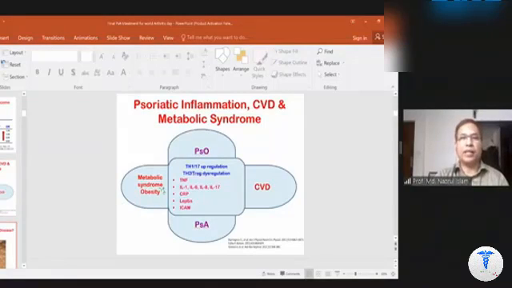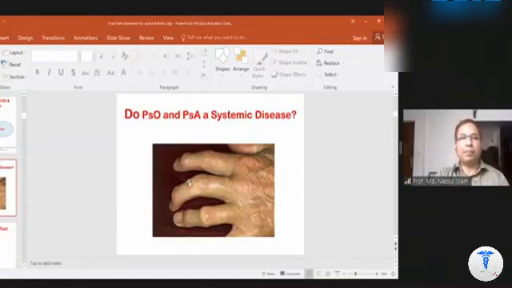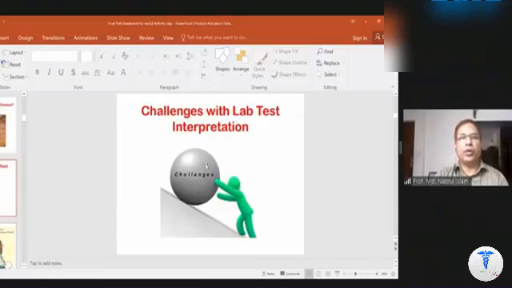Now the question comes: is psoriasis a simple or isolated disease, or a systemic disease? I hope with this brief information, it is clear to you that psoriasis is a systemic disease. So we need to think of psoriasis in that way.